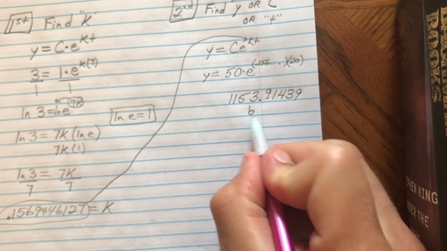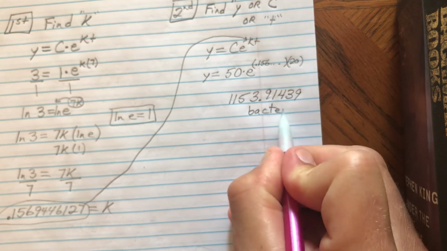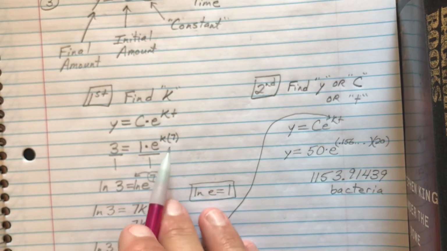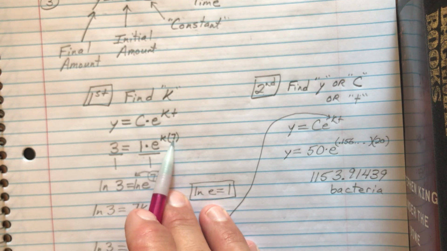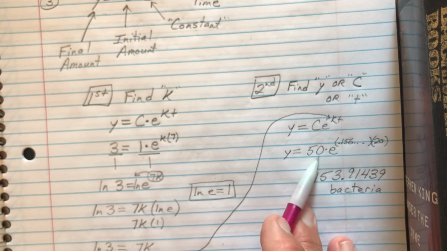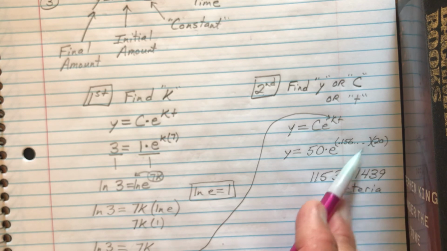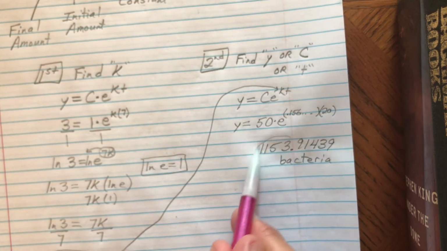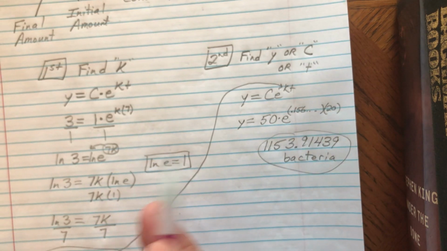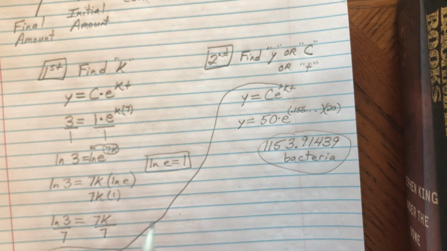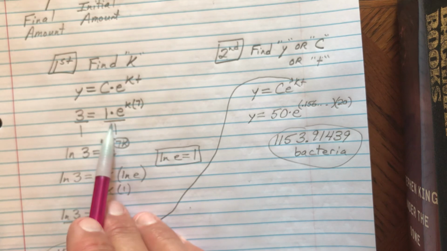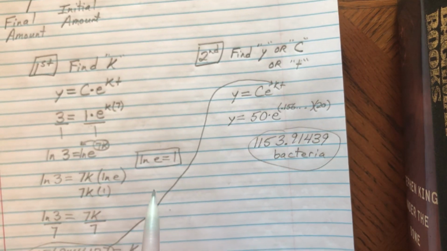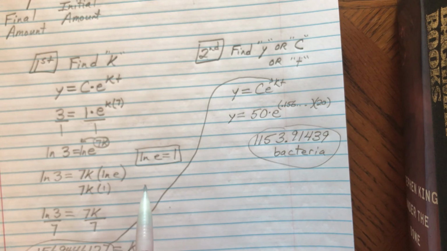So that's how many bacteria there will be in 20 hours, which makes sense. If the bacteria is tripling in 7 hours and there's 50 bacteria, in 20 hours of constantly tripling, this is a lot, but it kind of makes sense. So try your best on the question I assign. Again, make sure you're finding K first and then use it to find C or Y or T, whatever the question's asking you. And have a good day, guys.